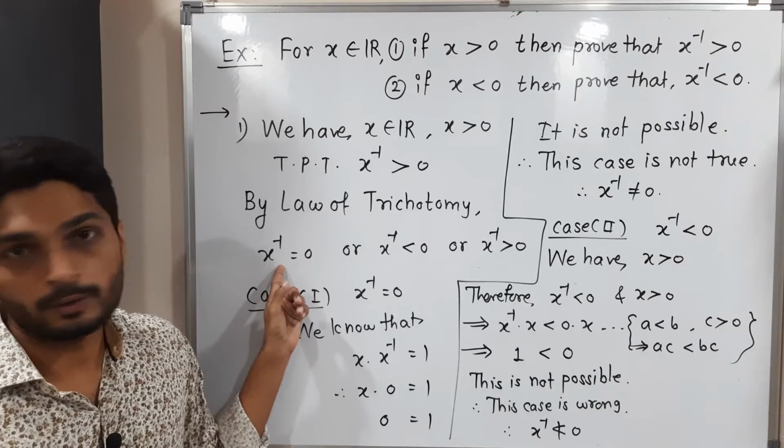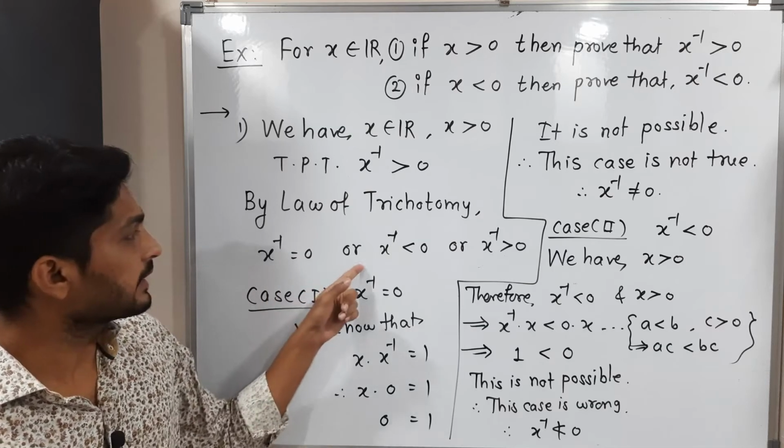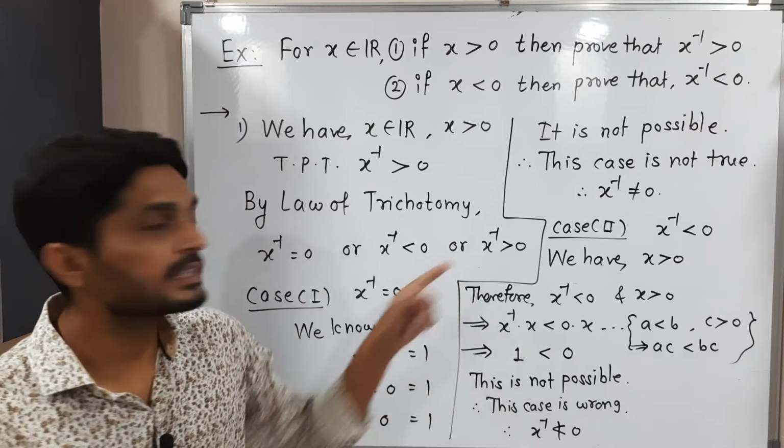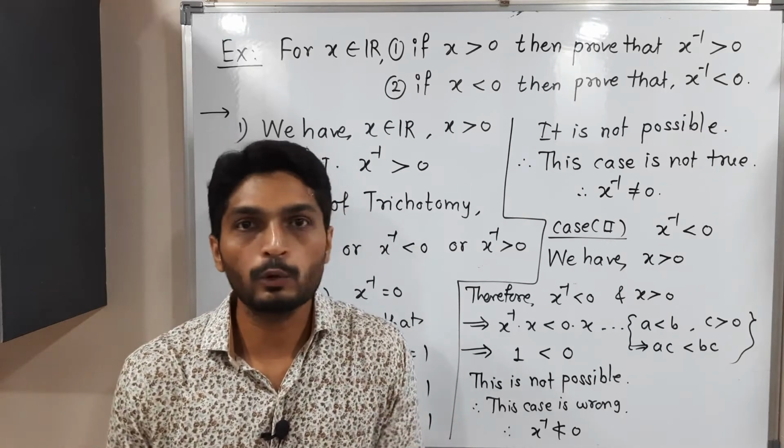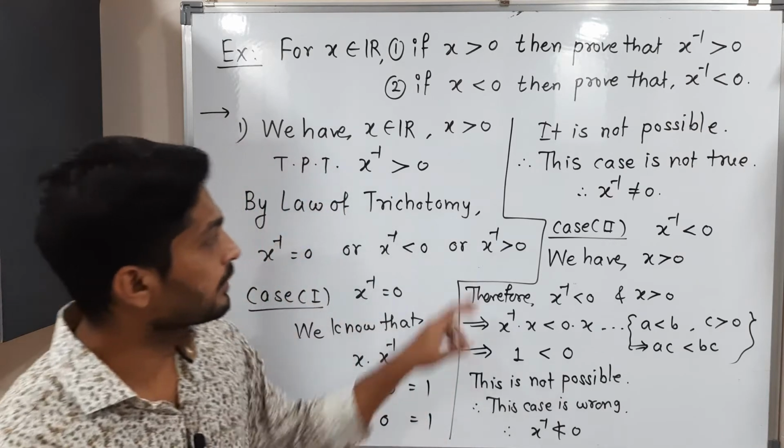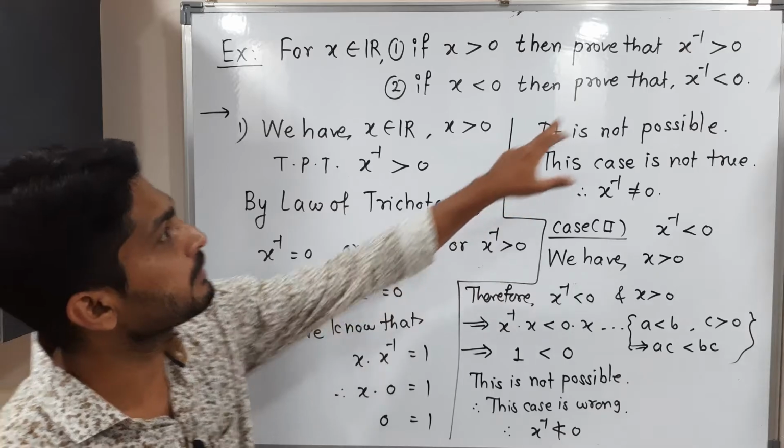So the first case is not possible, we have written here. The second case is also not possible. So obviously the last case is true. We don't have any other option. So therefore x inverse is greater than 0, and that is the same thing we had to prove.